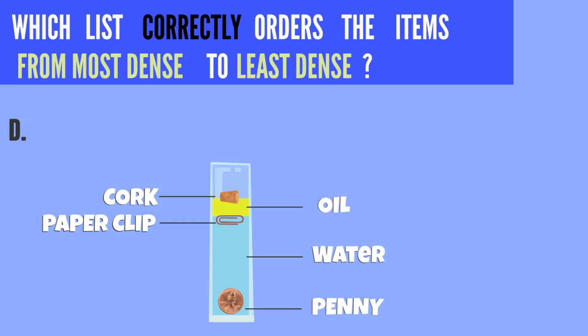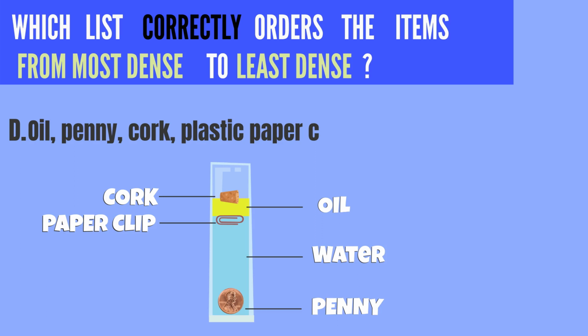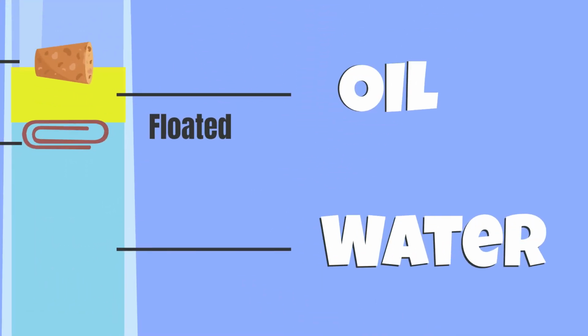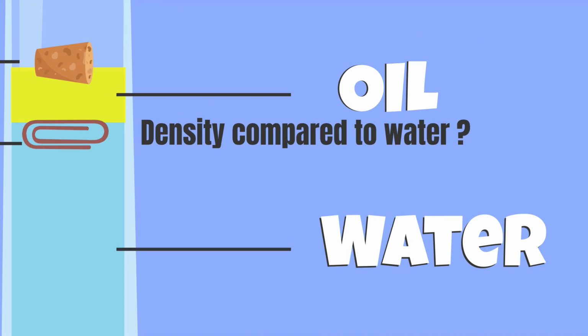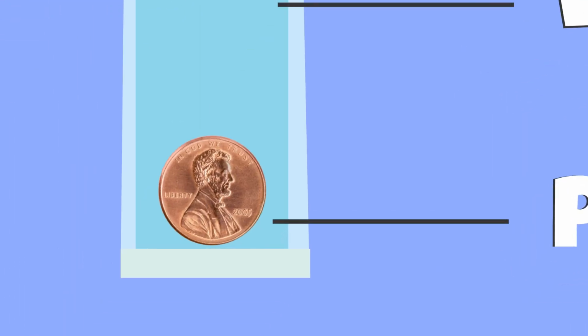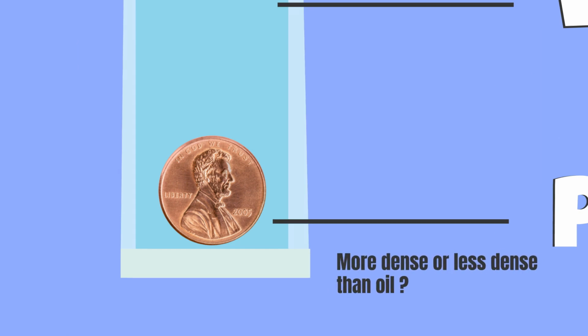Option D: oil, penny, cork, plastic paper clip, and water. Remember, the oil floated on top of the water. What does this imply about its density relative to water? Again, the penny sank to the very bottom. What does that tell us about its density in comparison to the oil?